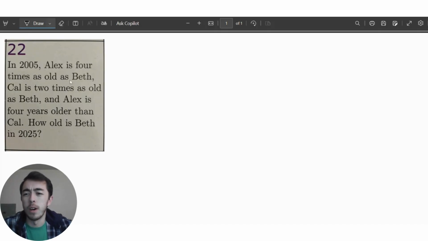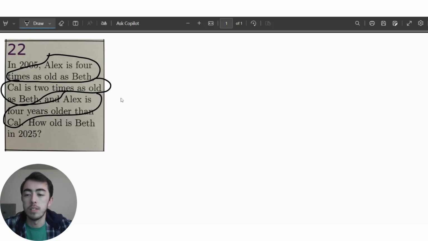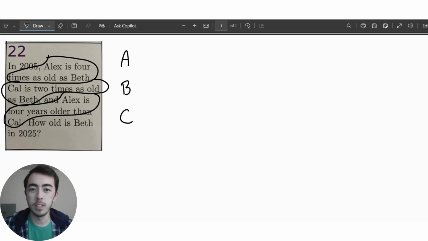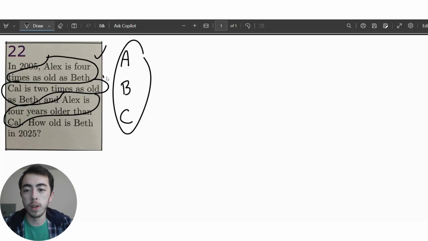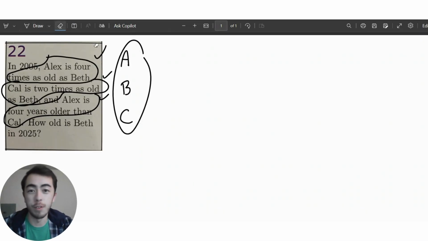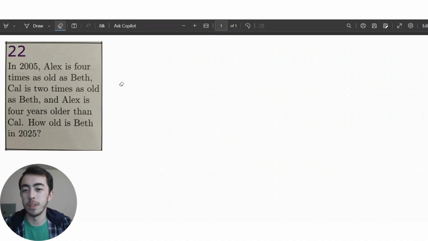Let's figure out why. I notice we have 3 bits of information here. We can relate Alex and Beth's ages, we can relate Cal and Beth's ages, and finally we can relate Alex and Cal's ages. And there are 3 things that we don't know. I don't know Alex's age, I don't know Beth's age, and I don't know Cal's age. So this is starting to feel like a system of equations. When I have 3 unknowns but 3 ways to relate them, I can solve for all 3. And that's what I'll do here.